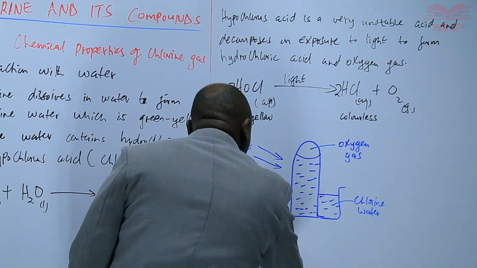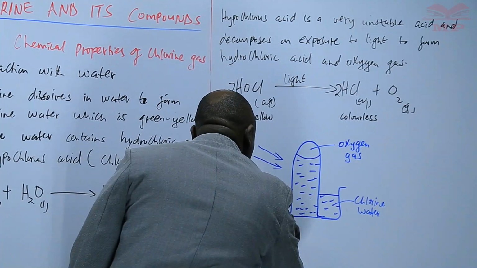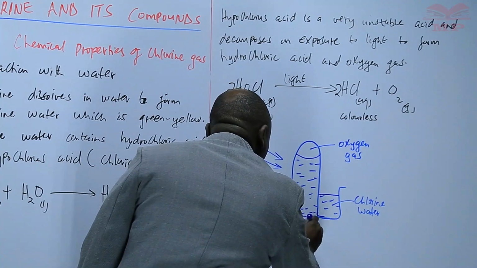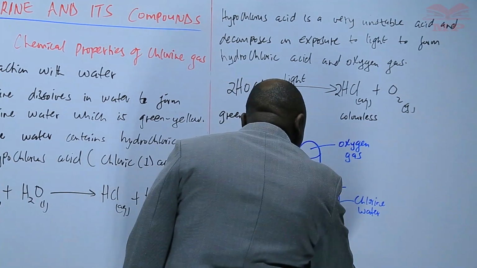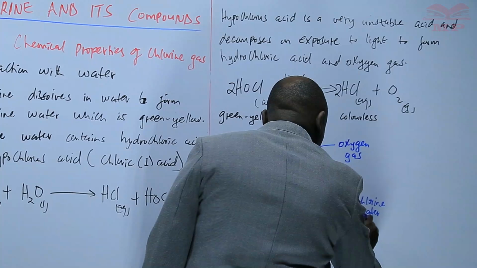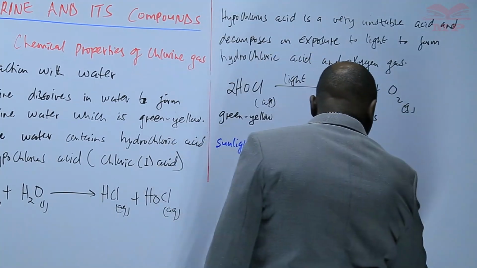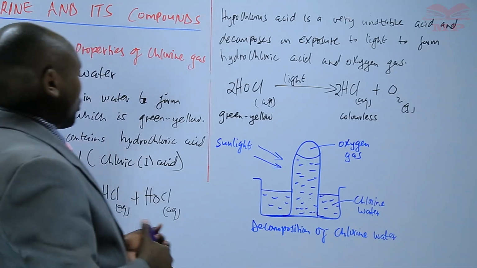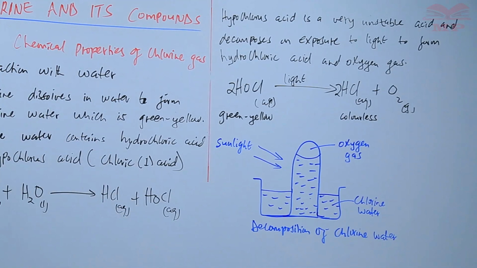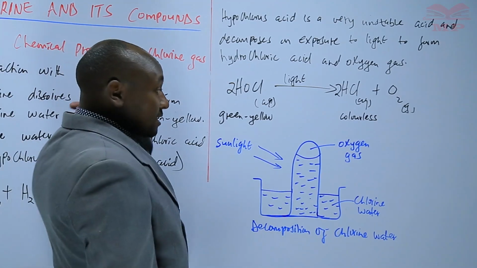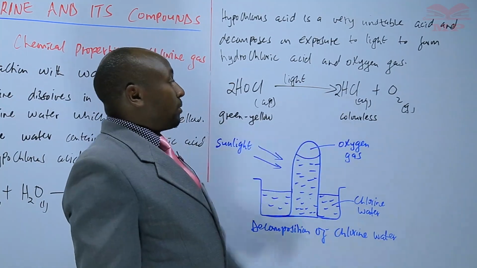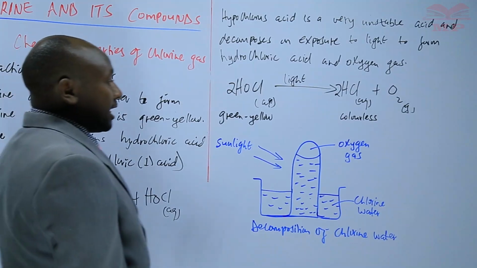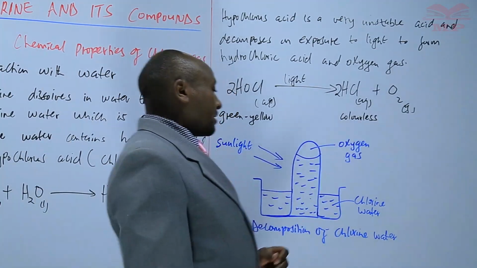So the diagram shows the decomposition of chlorine water. So chlorine water is a combination of hydrochloric acid and hypochlorous acid. So the hypochlorous acid, once it is exposed to light, it decomposes to form hydrochloric acid and oxygen is released.